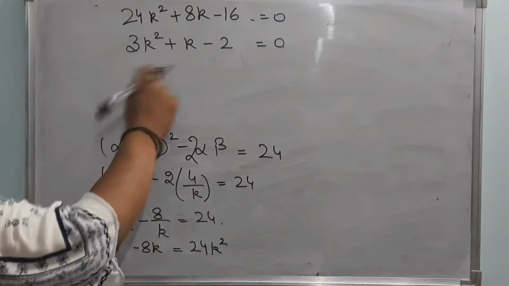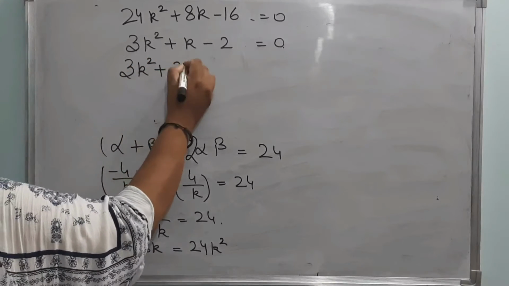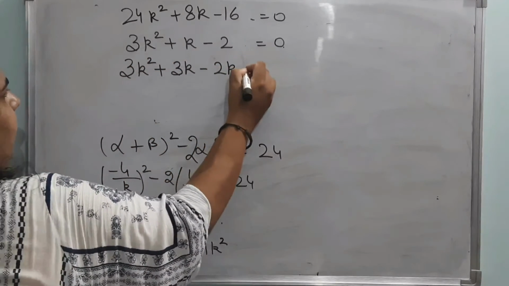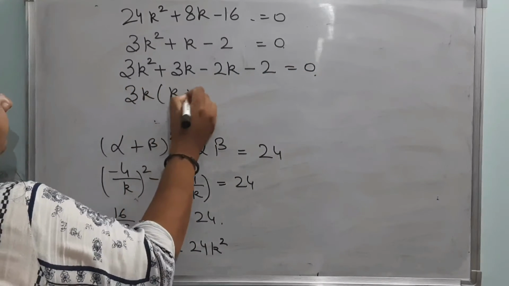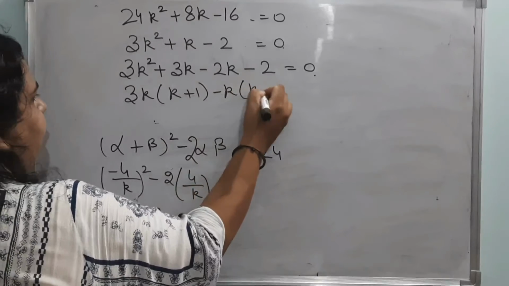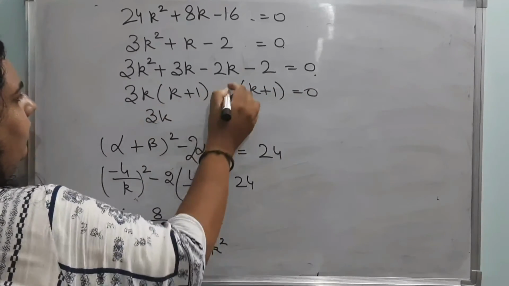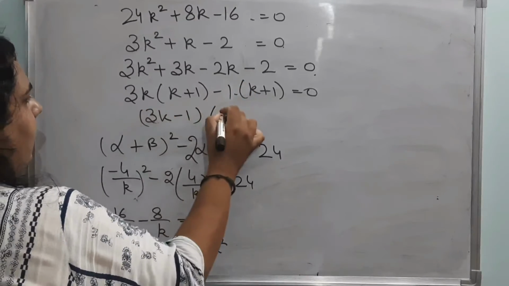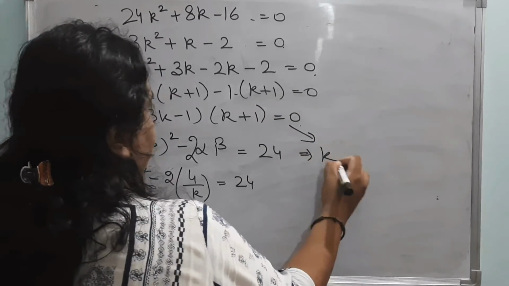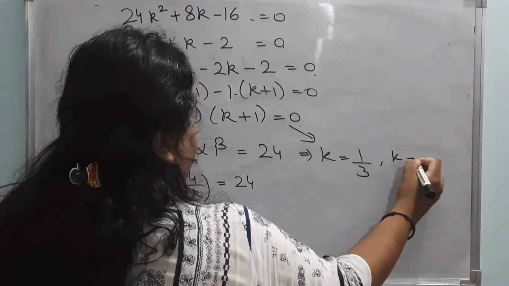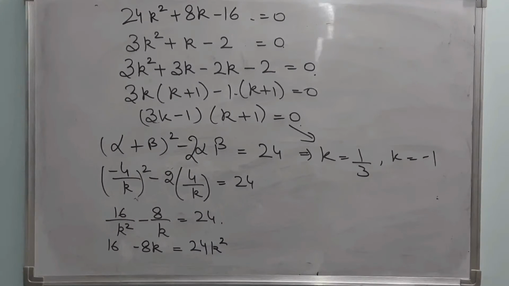Correct? So now solve this. 3k square plus 3k minus 2k minus 2 equals 0. 3k(k plus 1) minus 2(k plus 1) equals 0. Now (3k minus 2)(k plus 1) equals 0, which implies k equals 2 on 3 and k equals minus 1. So this is your answer.